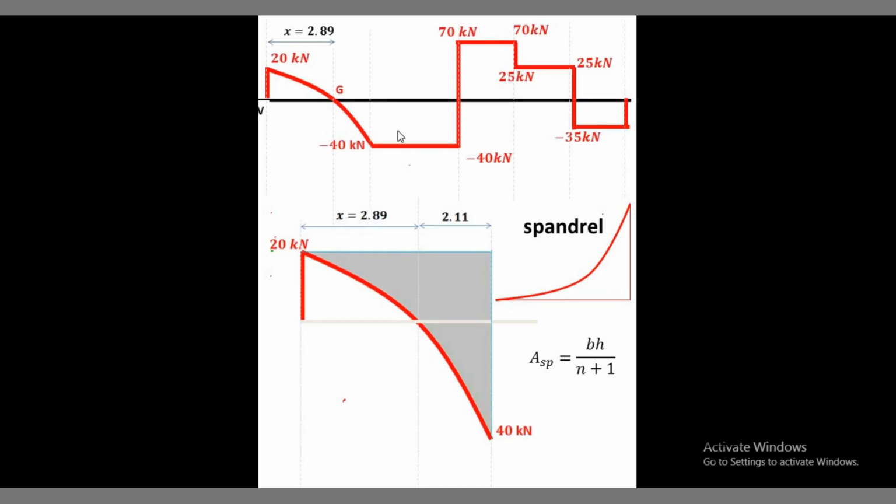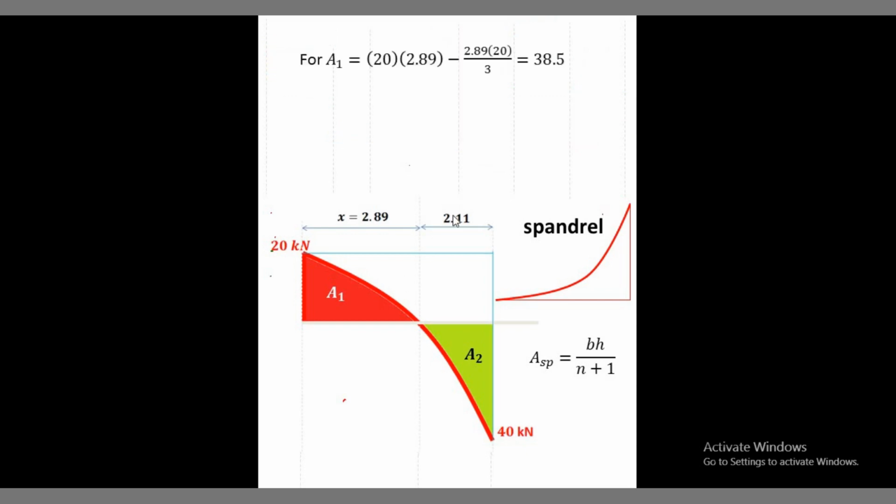If I'm going to isolate itong part na to, ito yung magiging itsura. And yung kulay gray, yan yung tinatawag nating spandrel. Yung kulay gray, hindi yan yung main concern ko. Ang main concern ko ay yan. Yan yung mga areas na kailangan ko para ma-drawing ko si moment diagram. So, paano ko makukuha si area 1? Now, this is my equation for area 1.